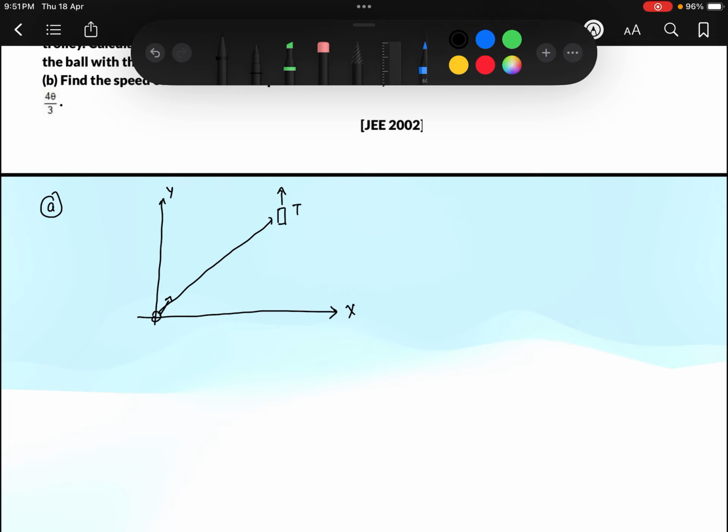When we observe this ball from this trolley frame of reference, what we will see is, if this ball is hitting the trolley, then from the reference frame of this trolley, the velocity of the ball with respect to this trolley should always be along the direction OA.